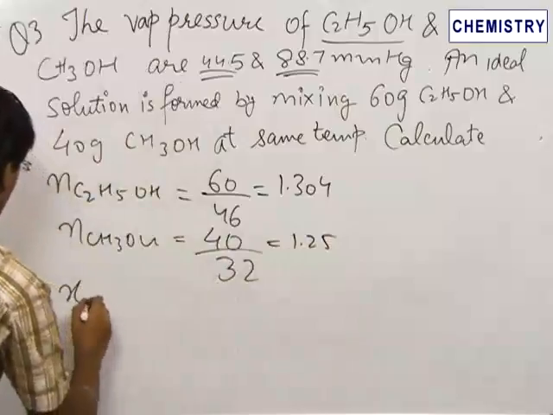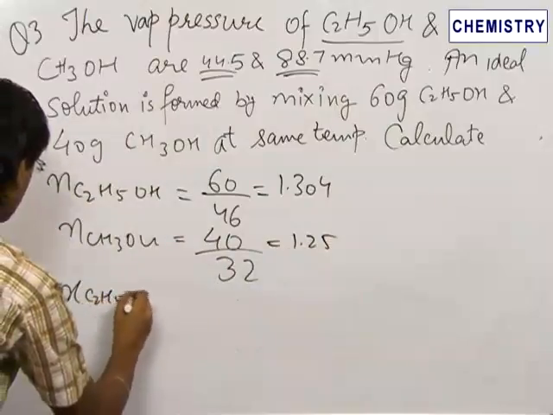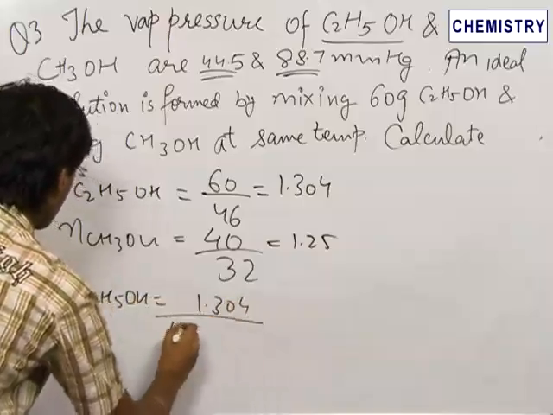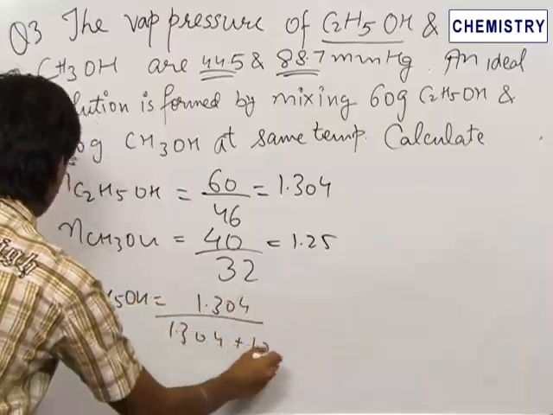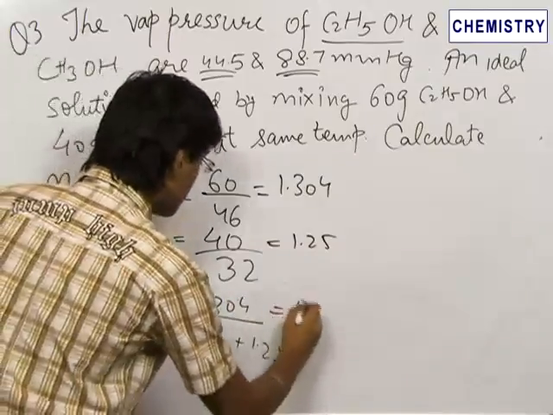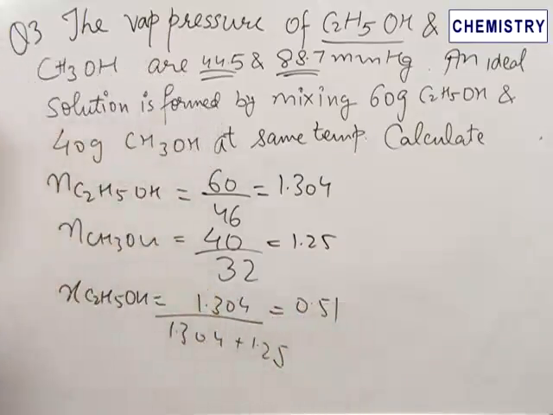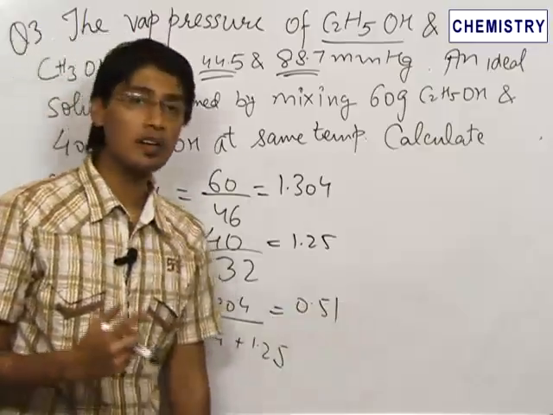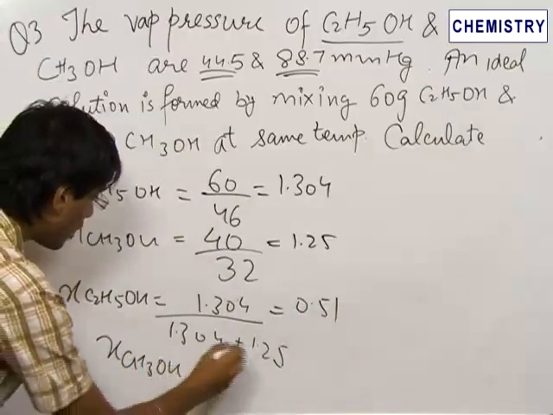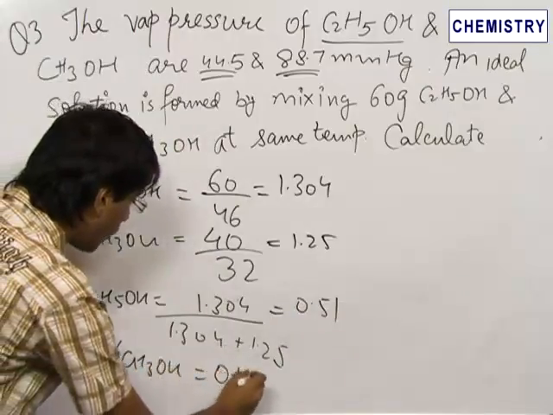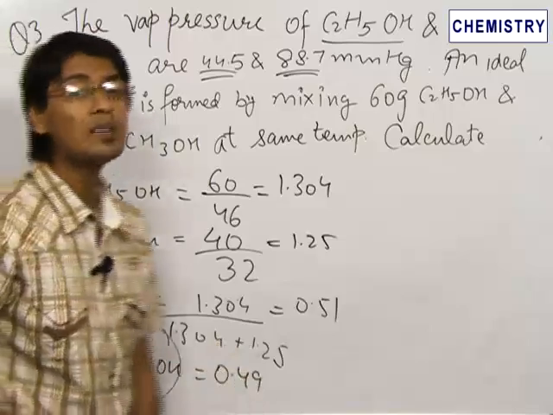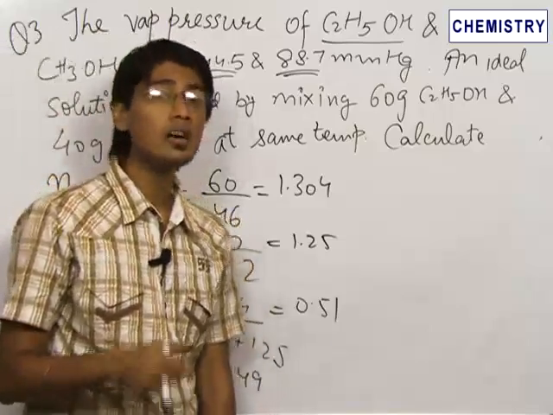Hence the mole fraction of ethanol is 1.304 divided by 1.304 plus 1.25. This comes out as 0.51, and hence the total mole fraction is 1. So mole fraction of methanol is 1 minus 0.51, which is 0.49. These mole fractions are the mole fractions of ethanol and methanol in the liquid state.